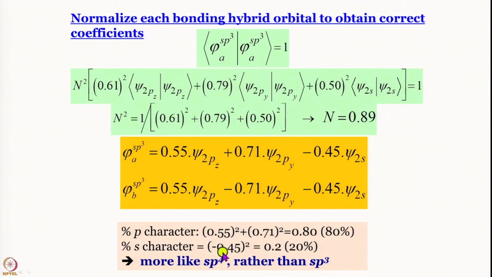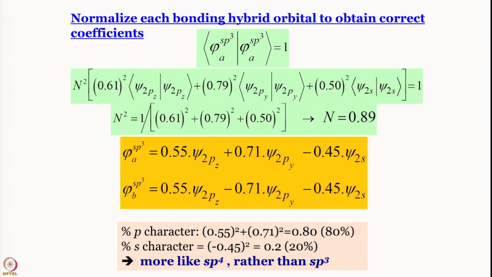and that gives us percentage P character is 0.55 square plus 0.711 square, this square plus this square, that turns out to be 0.8. Percentage S character is equal to 0.2. So, 20% S character, 80% P character. So, this hybridization is actually sp4 hybridization, not really sp3 hybridization. Now, if I just say it casually, you might think, where did that 4th p orbital come from? The 4th p orbital did not come from anywhere. These exponents here simply are proportional to the S character and P character, that is all.